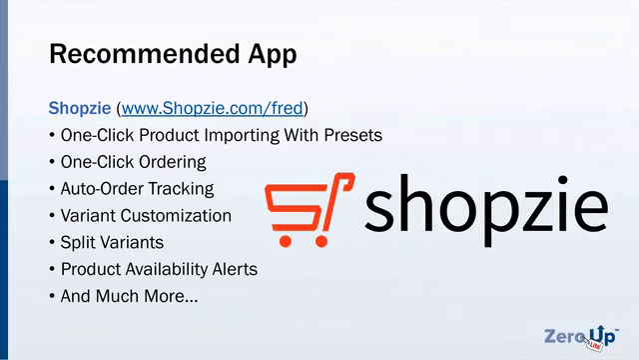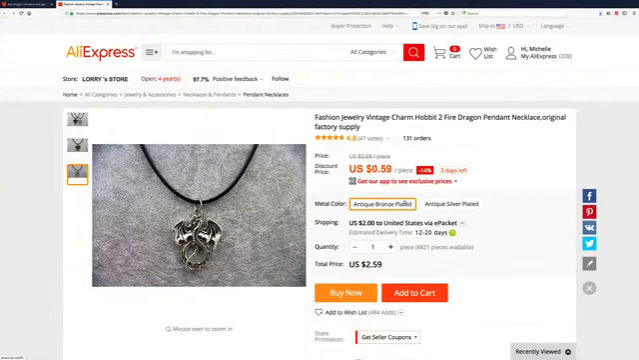There's also a product availability alert. So let's say this product is out of stock or this page no longer exists, the vendor decides to remove this product, or if there's a price change on the product, you will get an alert right away in your account telling you that there is an update.